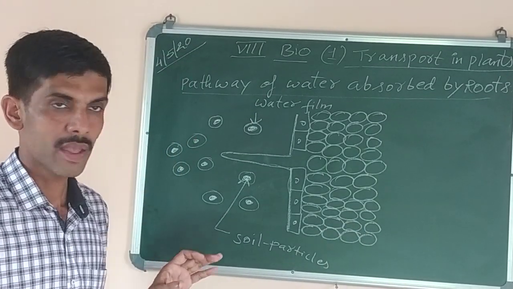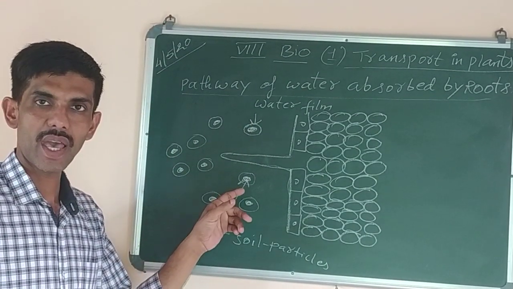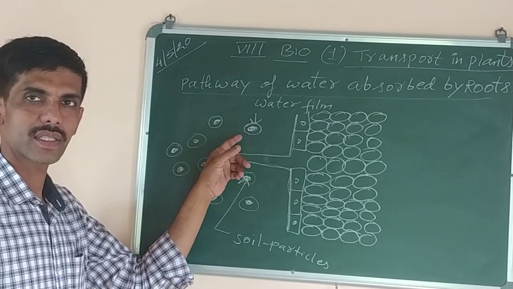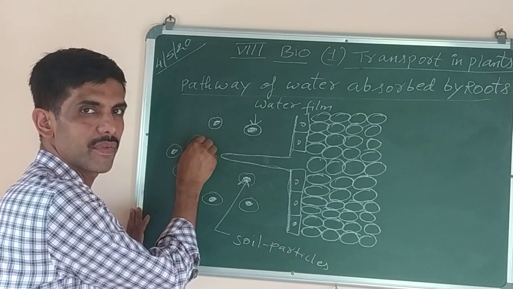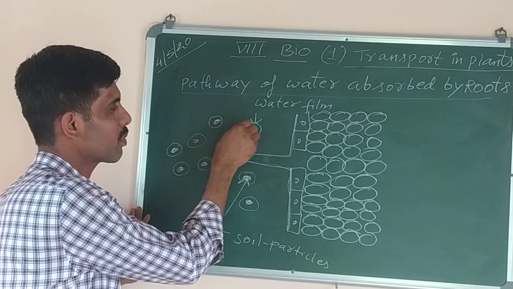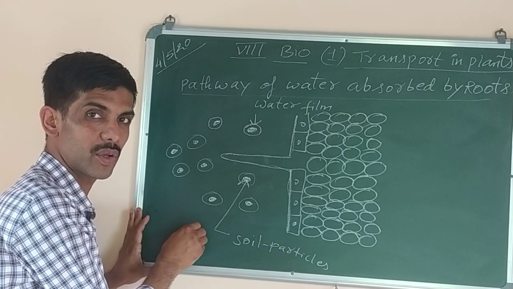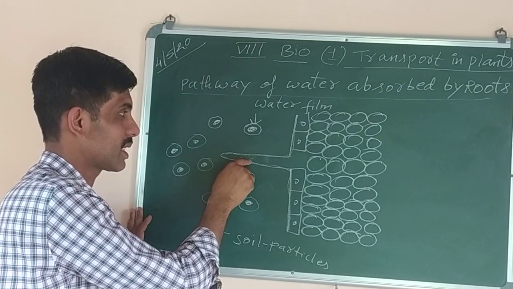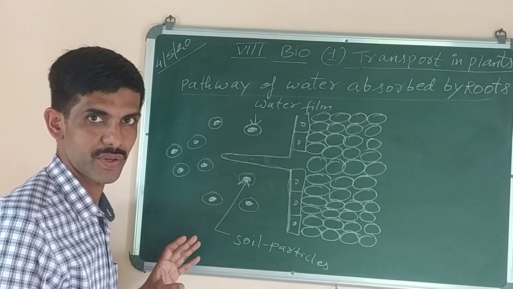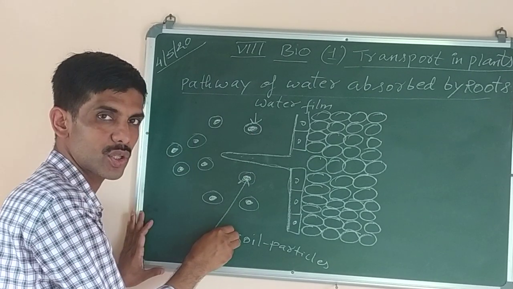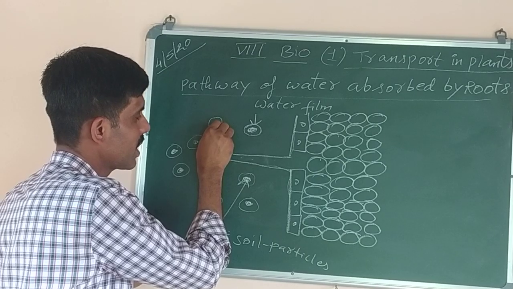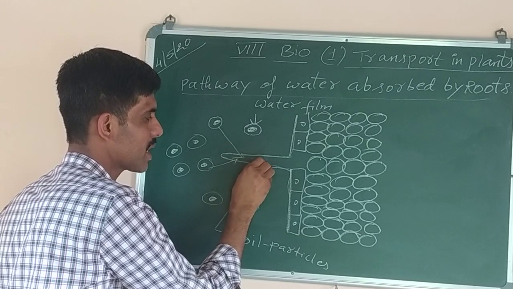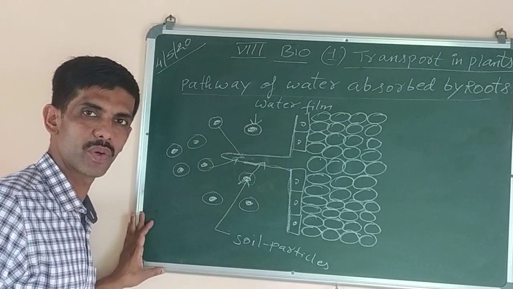Okay, let's start now. So the water molecules which are present as a thin layer, film means layer, around the soil particles, they move from the region of higher concentration, because water molecules are present in large quantity in the soil particles, but it is present in very less quantity inside the root hair cells. That is, more water is present here in the soil, less in the root hair cells. So from the region of higher to lower concentration, the water molecules will move by passing through the semi-permeable membrane of the root hair cell.